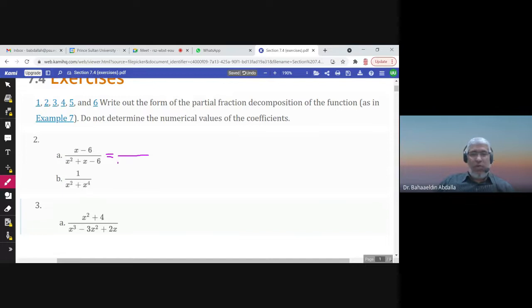x squared plus x minus 6 can be factored into x plus 3 times x minus 2. Okay, 3x minus 2x is x, yes. So we have two linear factors. So the decomposition would be A over x plus 3, the first linear factor, plus B over the second linear factor.